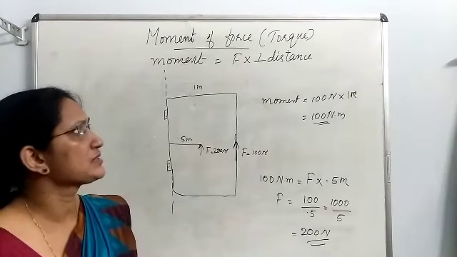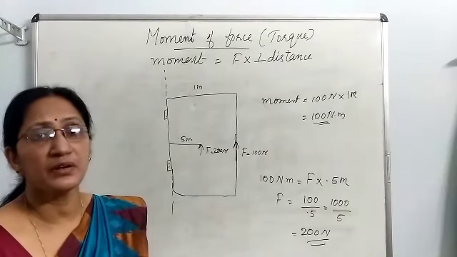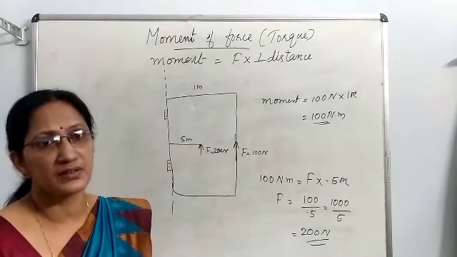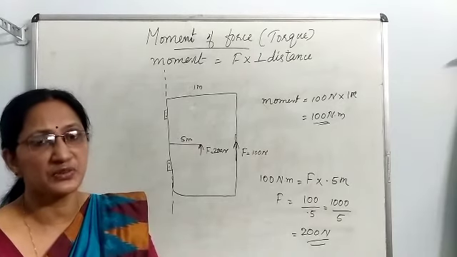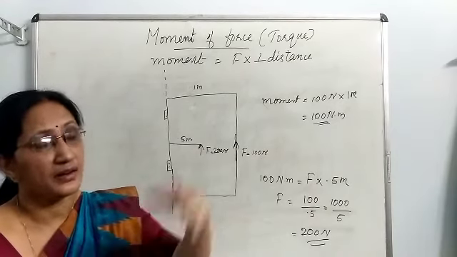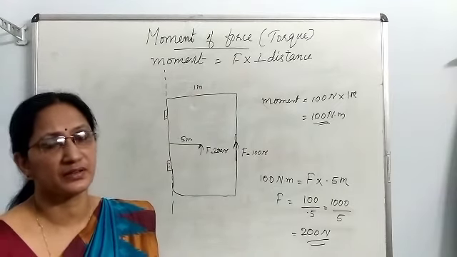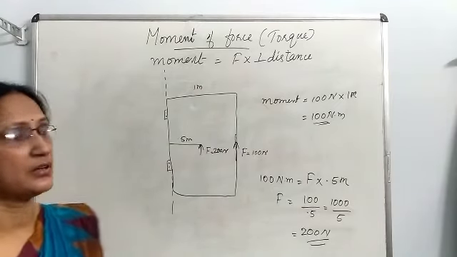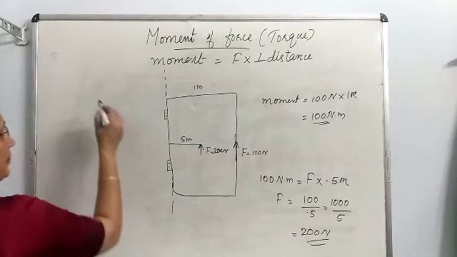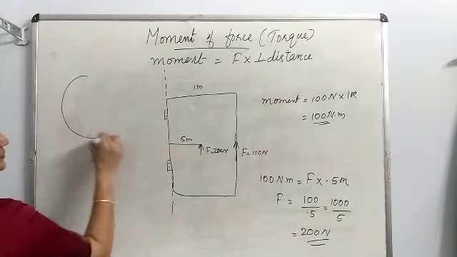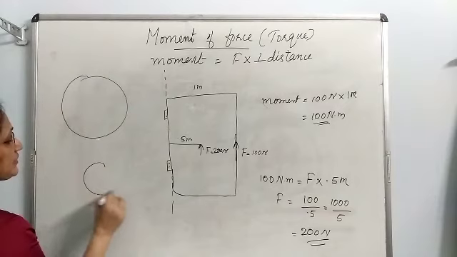Some more examples. The steering wheel of vehicles: in light vehicles like cars and heavy vehicles like trucks, the size of the steering wheel is different. Okay, what is the benefit of having a big steering wheel and a small steering wheel?